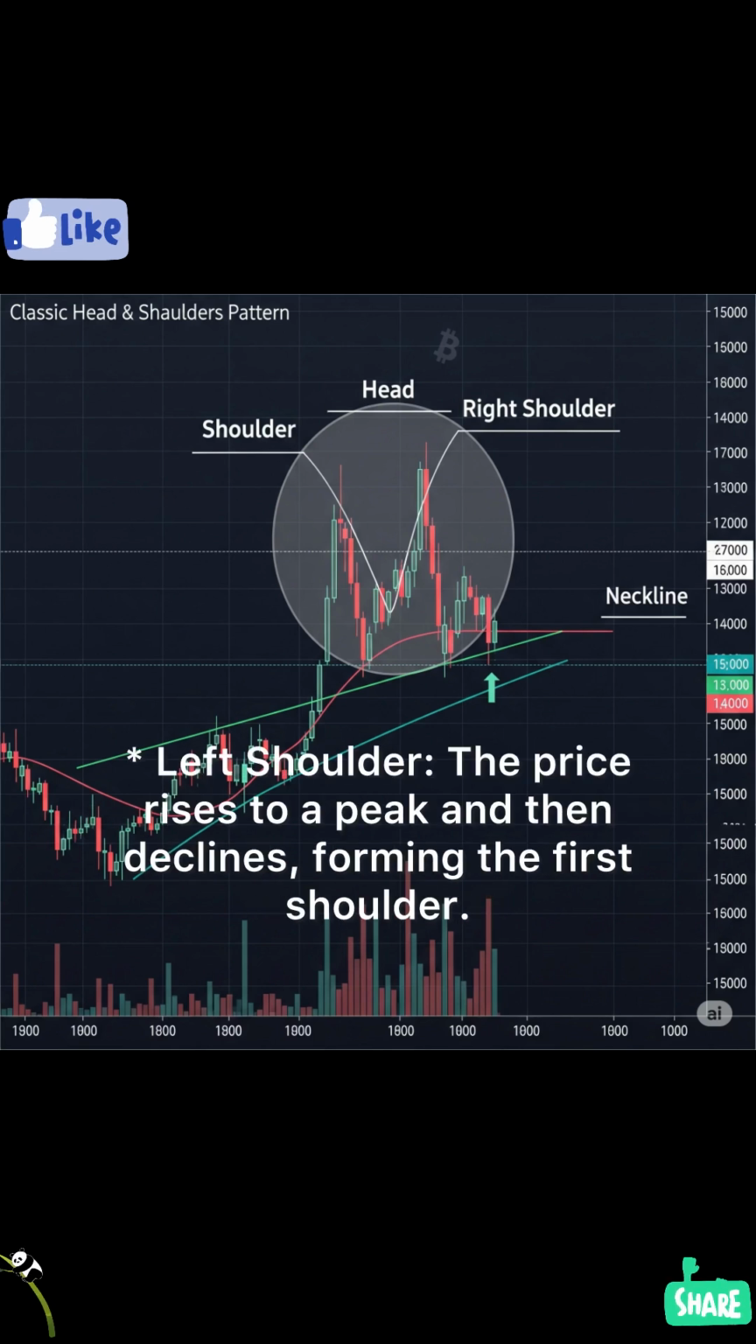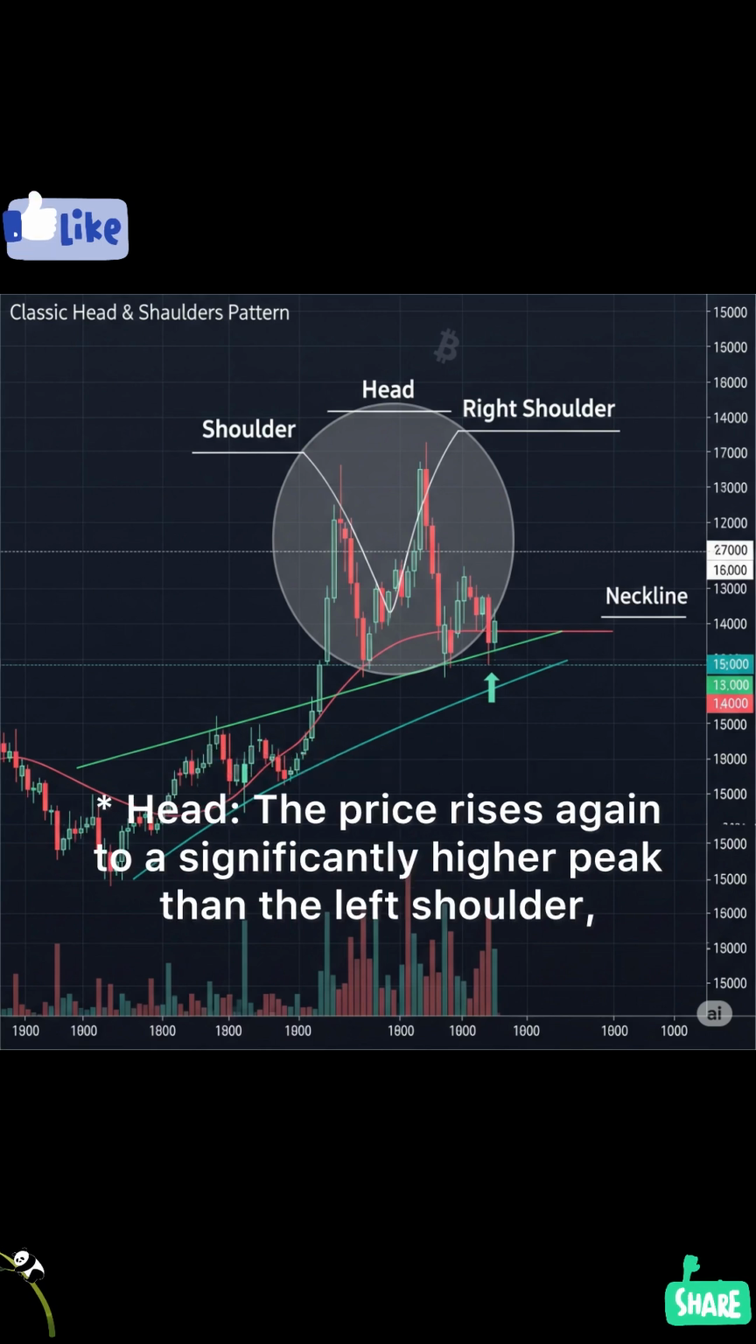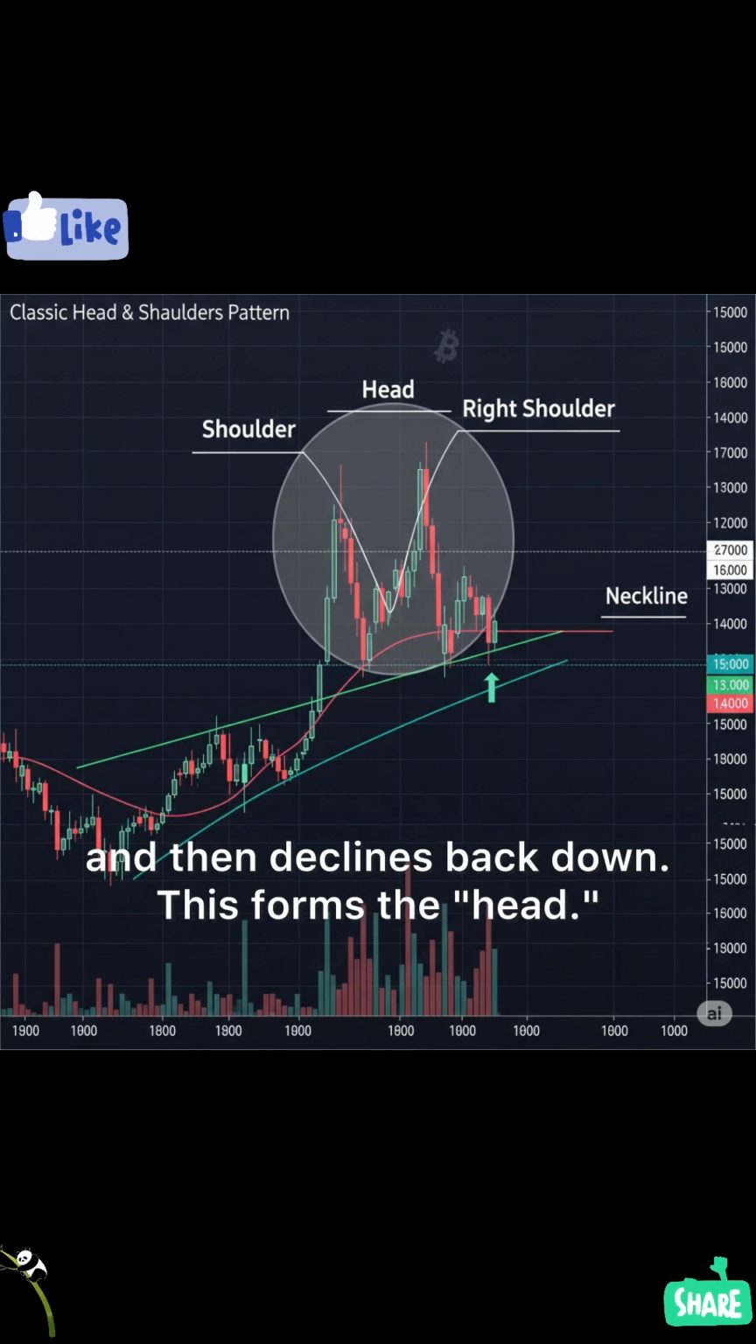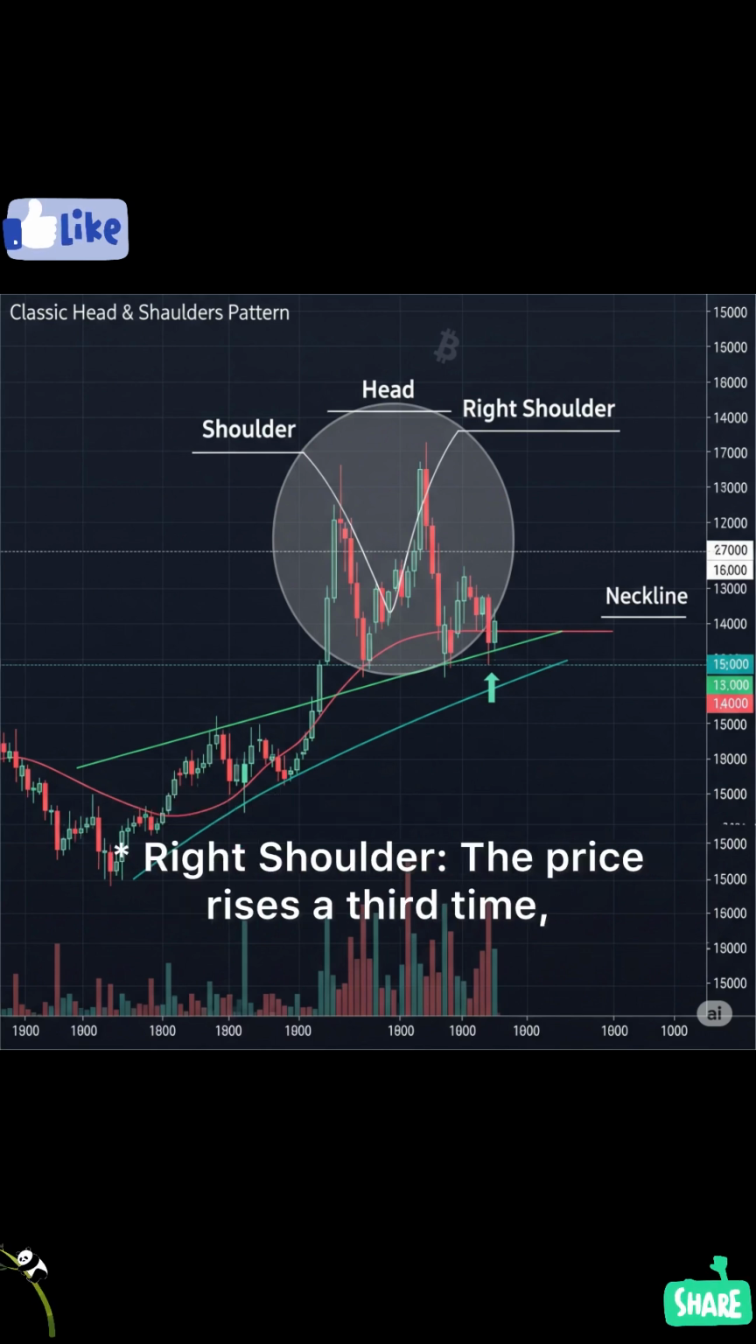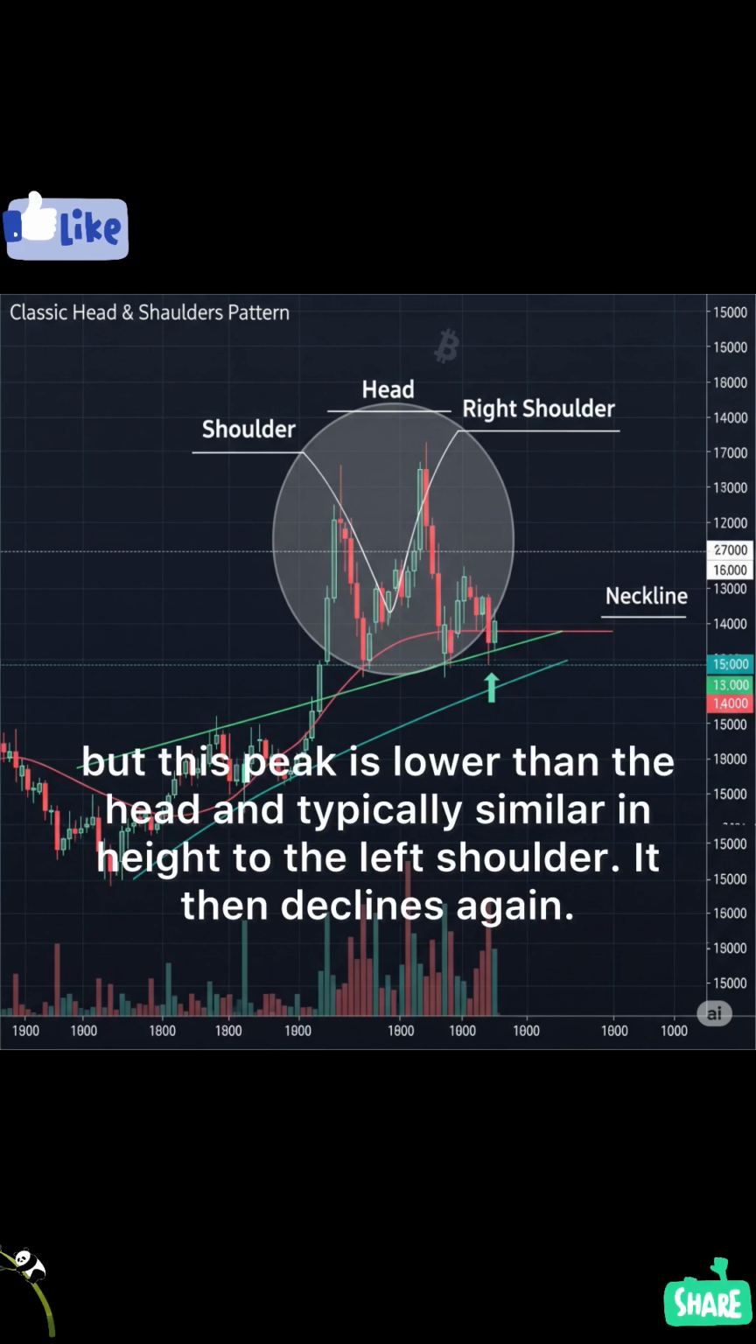Left shoulder: the price rises to a peak and then declines, forming the first shoulder. Head: the price rises again to a significantly higher peak than the left shoulder, and then declines back down. This forms the head. Right shoulder: the price rises a third time, but this peak is lower than the head and typically similar in height to the left shoulder. It then declines again.